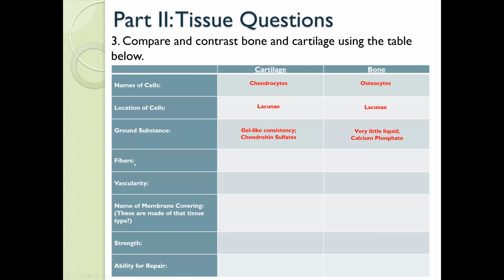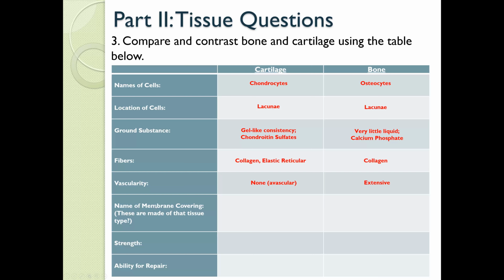All right, if we look at the types of fibers, in cartilage you can find all 3 types: collagen, elastic, and reticular. And in bone, it's just going to be collagen. If we look at the vascularity, or the prevalence of blood vessels, cartilage has none. It is avascular, like epithelial tissue, and bone has an extensive blood supply.